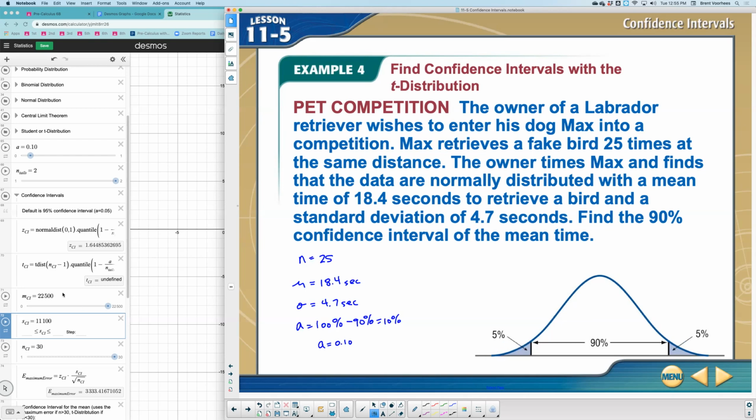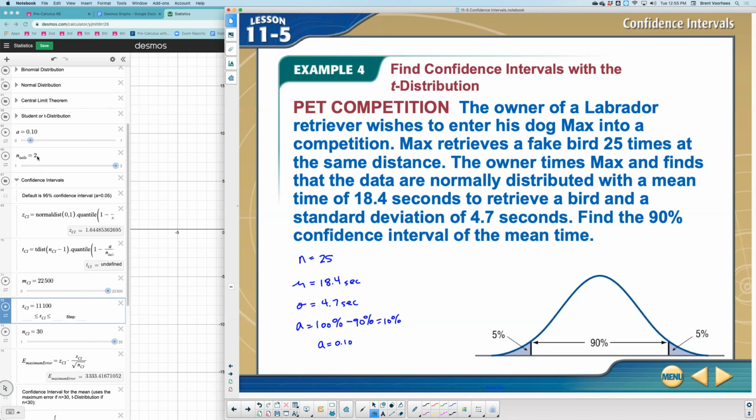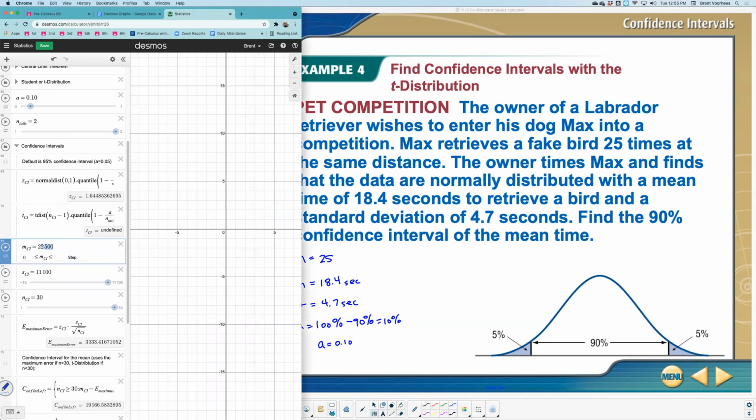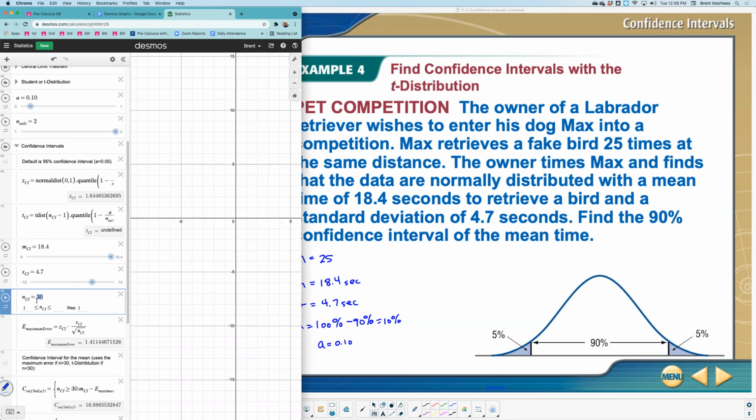So I'm going to come over here. And again, A is 0.10, and we have 2 tails. I come down to our data. We're going to say the mean is 18.4. The standard deviation is 4.7. What's going to happen differently is we're going to say we have 25 samples. Notice the z value goes undefined, and the t value now has a number.